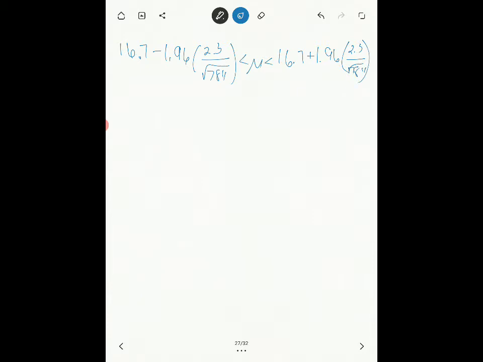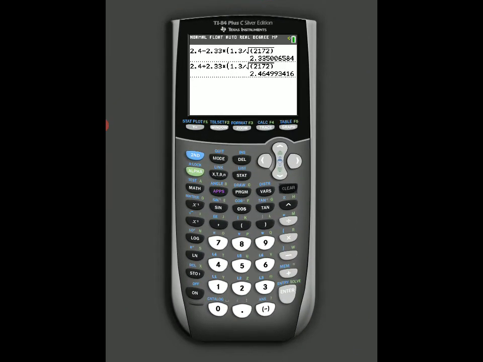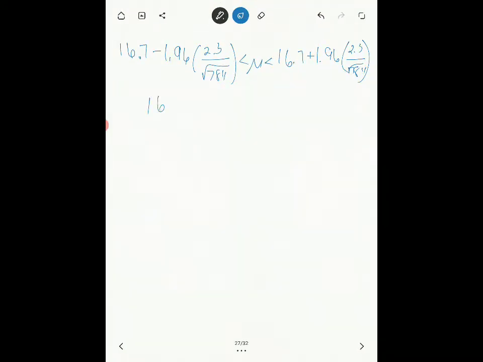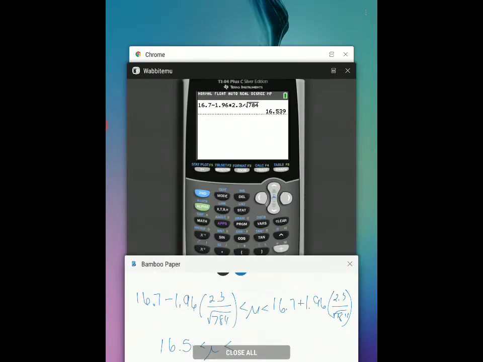So let's put that in our calculator. 16.7 minus 1.96 times 2.3 divided by the square root of 784. See, without the parentheses, it still gives you the correct answer. So this is 16.53, which is 16.5. So our lower interval number is 16.5. And then to find our upper interval number, we just add.